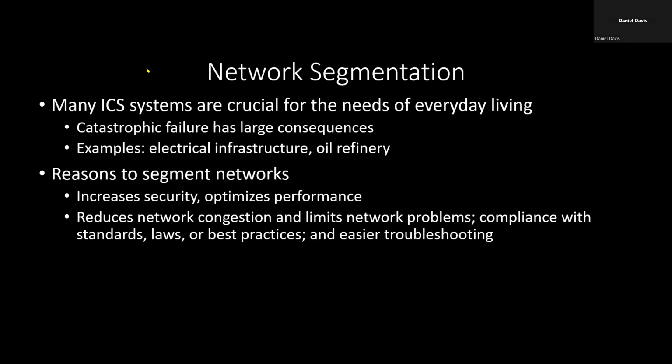Network segmentation. Many ICS systems are crucial for the needs of everyday living. So catastrophic failures in these areas can have larger consequences than maybe typical smaller networks. For example, if our electrical infrastructure or something like an oil refinery were to have some kind of issue, the consequences there would be much larger. So we obviously have some reasons to segment our networks. Some of the advantages would be increased security, optimized performance, reduced network congestion, and limited network problems.